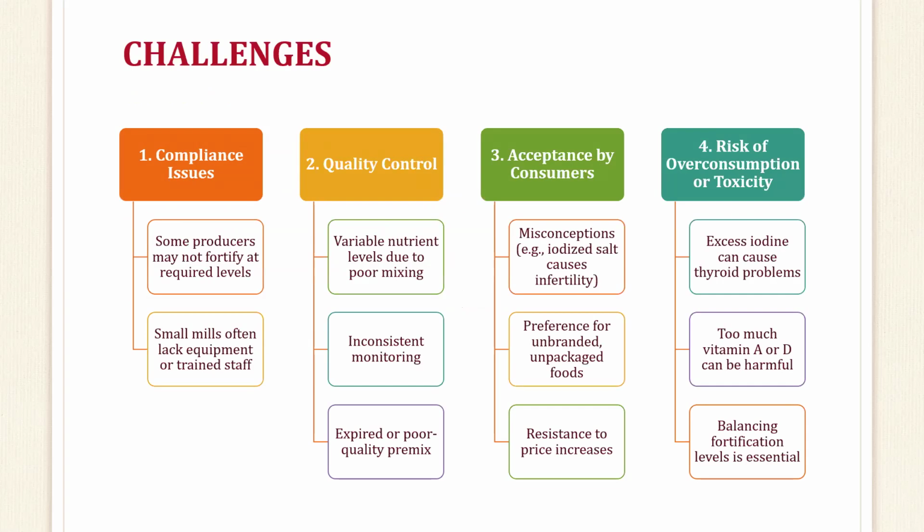Some producers may not fortify at required levels, and small mills often lack equipment or trained staff. Then there are issues of quality control, due to variable nutrient levels from poor mixing. There is inconsistent monitoring, and expired or poor quality premix is used.